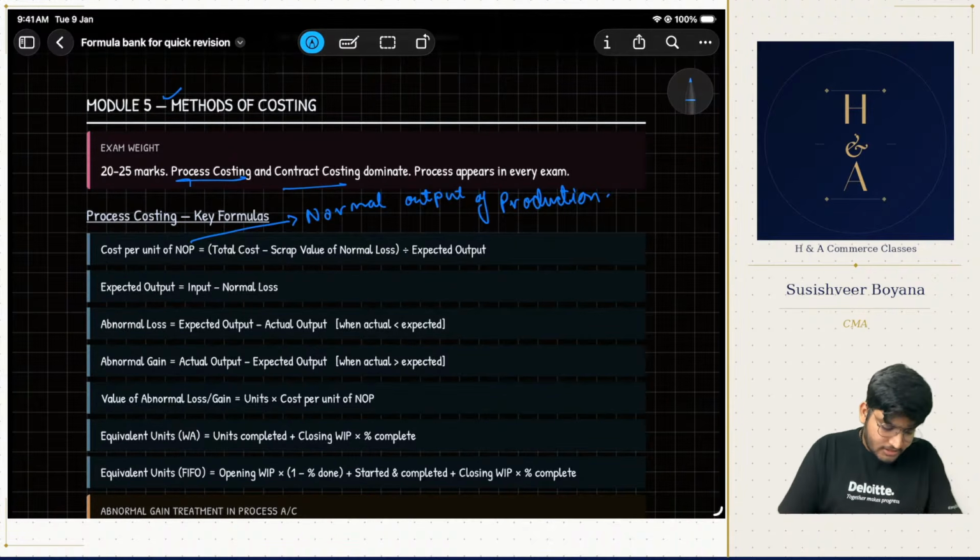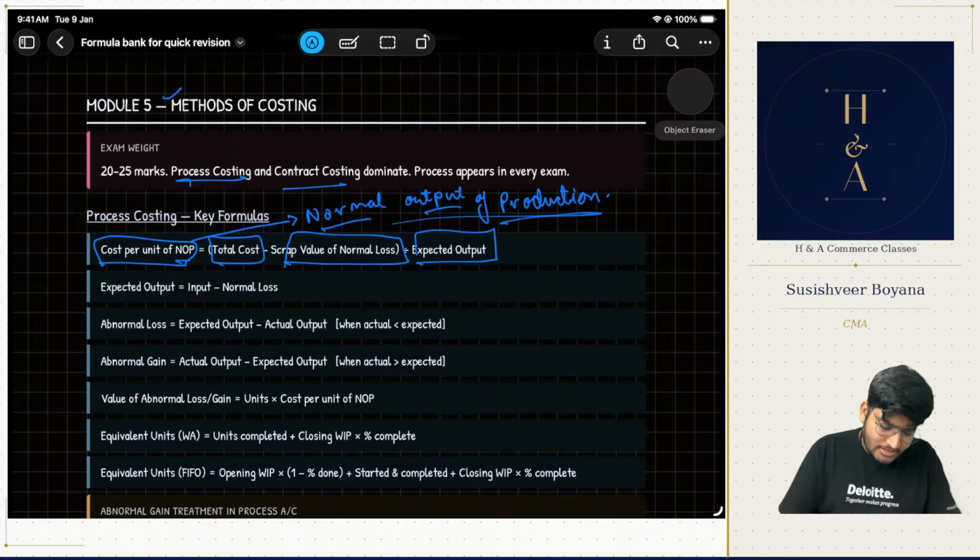Let's look at the formulas. Costing per unit of normal production: total cost minus scrap value of normal loss, divided by expected output. As simple as it is.